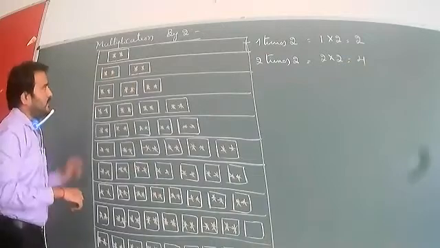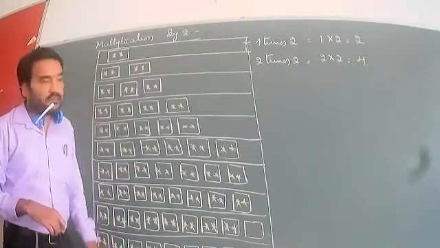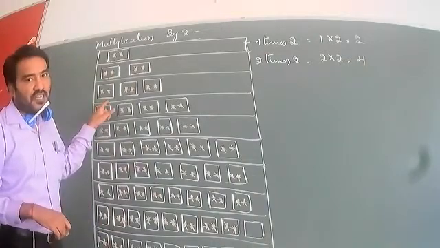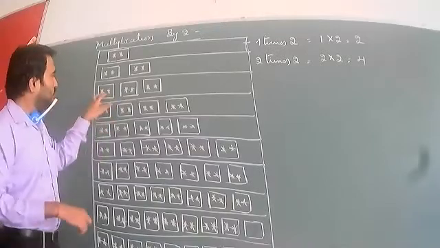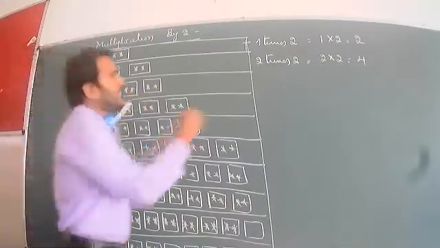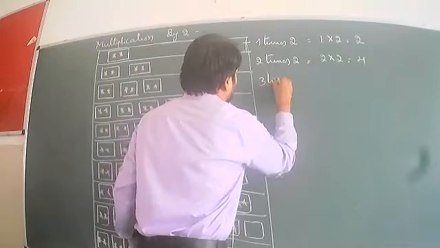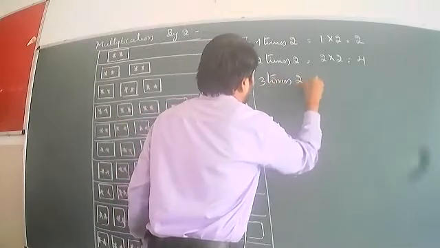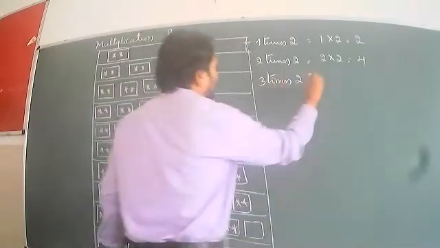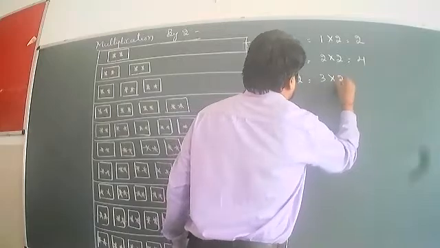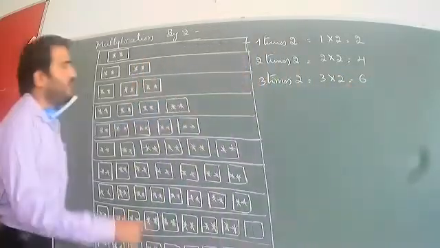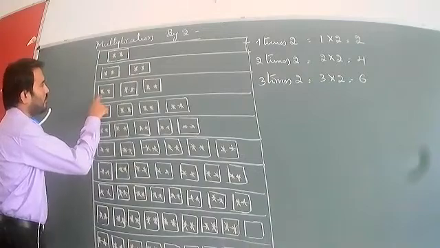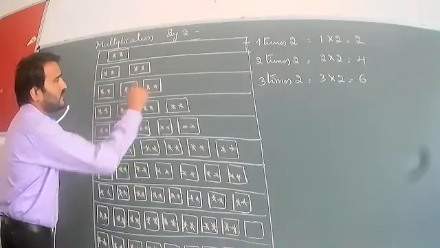Then the third one. How many times is the star repeated? 3 times. Here 2, here 2, here 2. So 3 times 2, we write 3 into 2. What is the answer? 3 into 2 is 6. Count the objects: 1, 2, 3, 4, 5, 6.